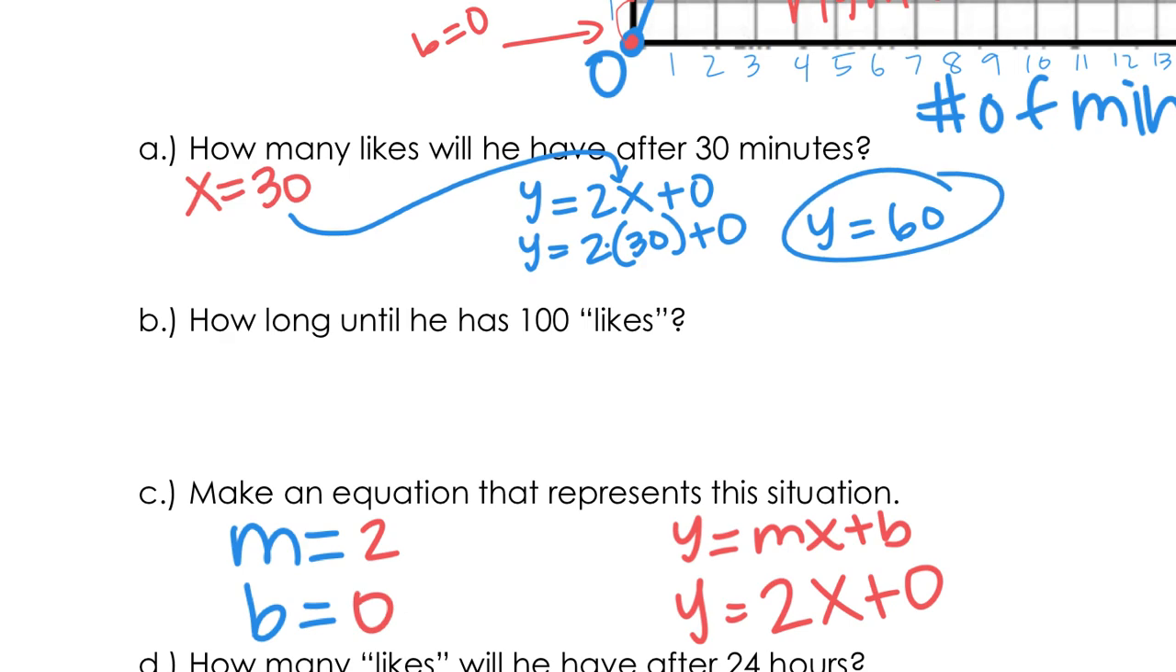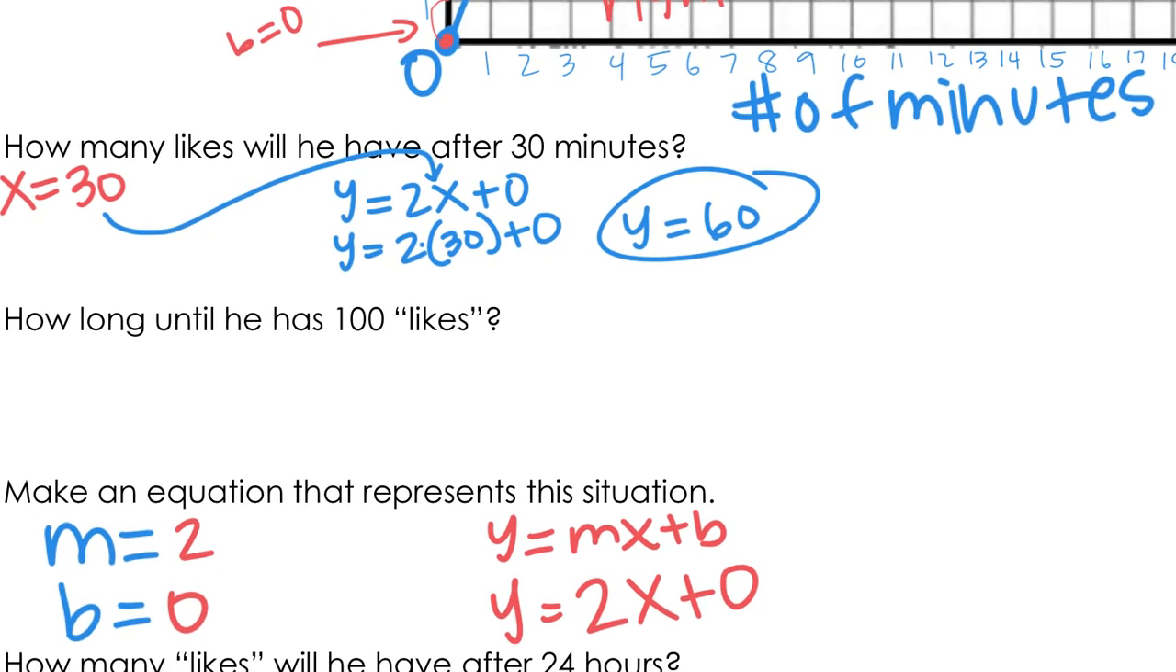So what does that mean? Let's write a little sentence to ourselves. After 30 minutes, we have 60 likes. That's what that means. 60 for y. Y was number of likes. Awesome job.